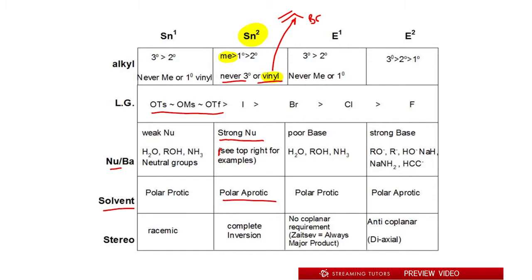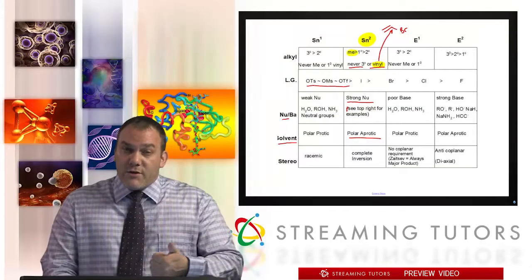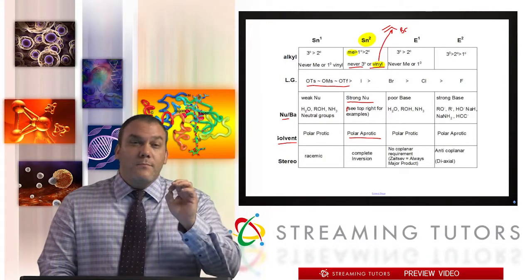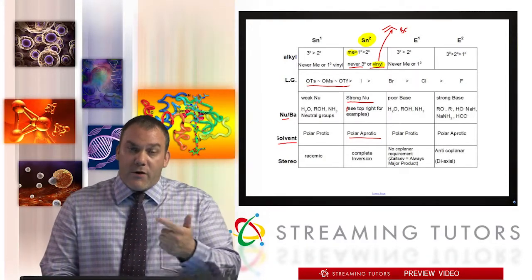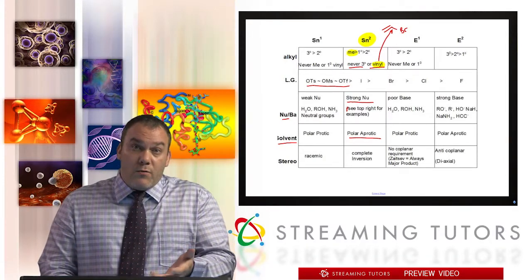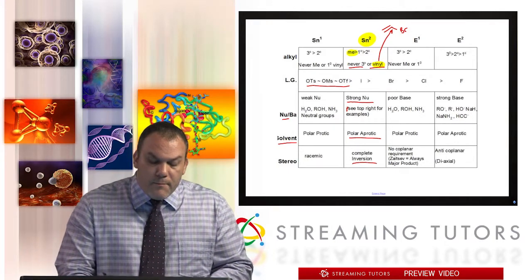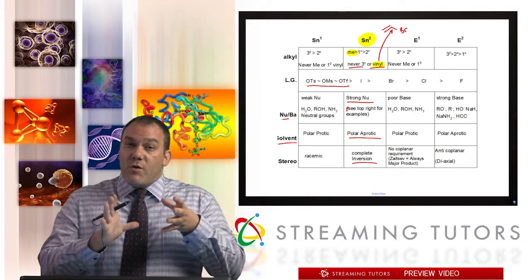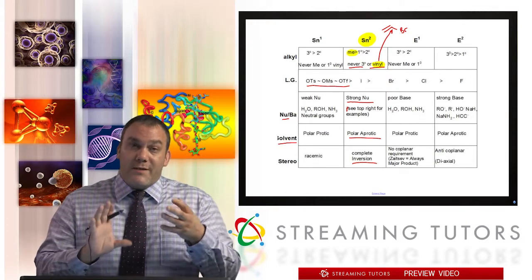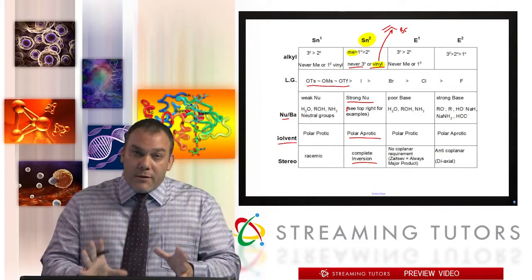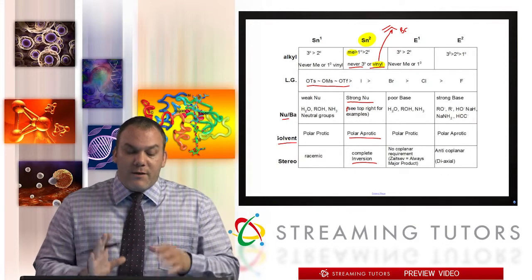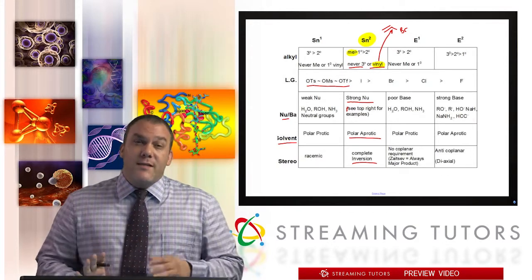Solvent: polar aprotic, right? So OH or NH, no good. You want things that have no OH or NH in them. It could have an O, could have an N, just not an H on them. Okay, complete inversion. If you start with R, you get S. If you start with cis, you get trans. Complete inversion. These are the trends that we need to remember for the SN2 reaction.